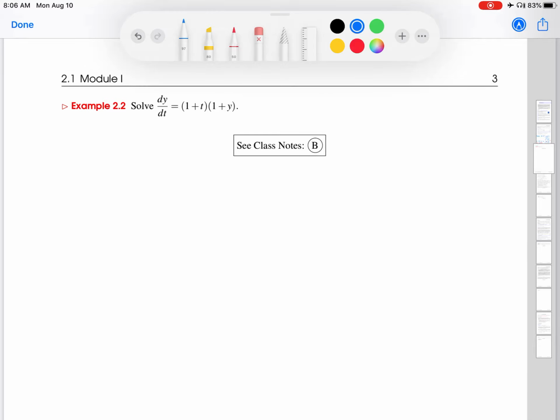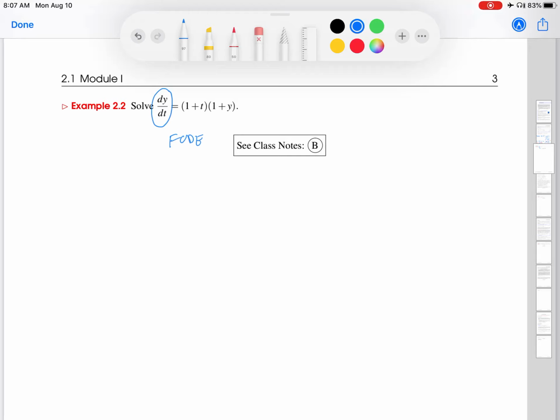So this is class notes B in lesson 2, and we are asked to solve this ODE. So again, let's try to classify it real quick to make sure we know what solution technique to use. So the highest order of the derivative is 1, y prime, so this is a first order ODE.